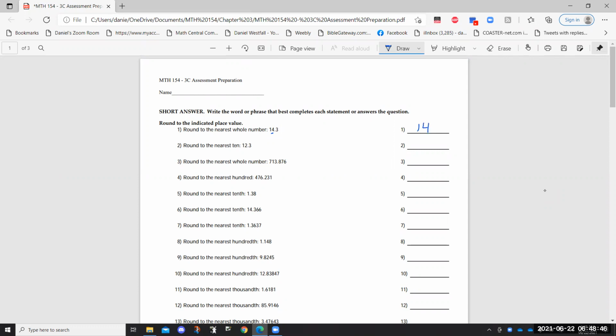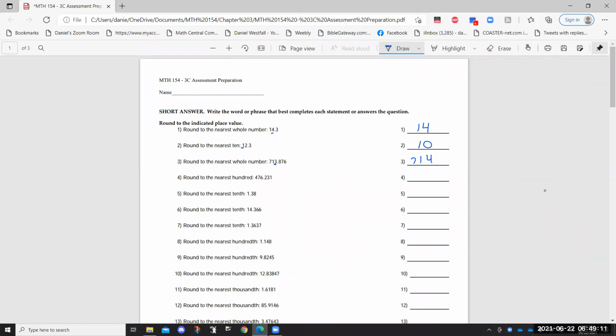Remember, our rule says if the next place value over here is 5 or greater, we round up. If it's 4 or less, we round down. Round to the nearest tens place. That's going to be this place value. So that 2 is going to make us round down. To the nearest whole number, it's going to be there. So that 8 is going to cause us to round up.